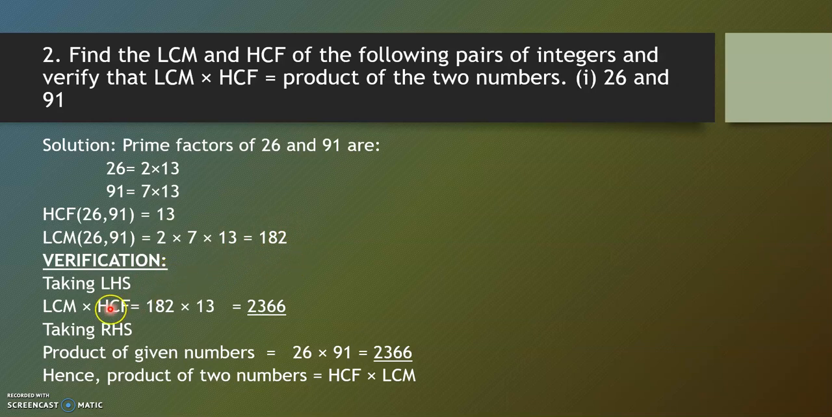So in order to verify it, take the LHS, the left hand side first. Left hand side says LCM into HCF. That means LCM is 182 and HCF is 13. So you have to multiply both of these numbers and you will be getting 2366. Now take the RHS, product of two numbers. What are the two numbers? Numbers are 26 and 91. So you have to multiply both of these numbers and make sure that it is also equal to 2366. As both of these are equal, it is verified that the product of two numbers is equal to HCF into LCM.